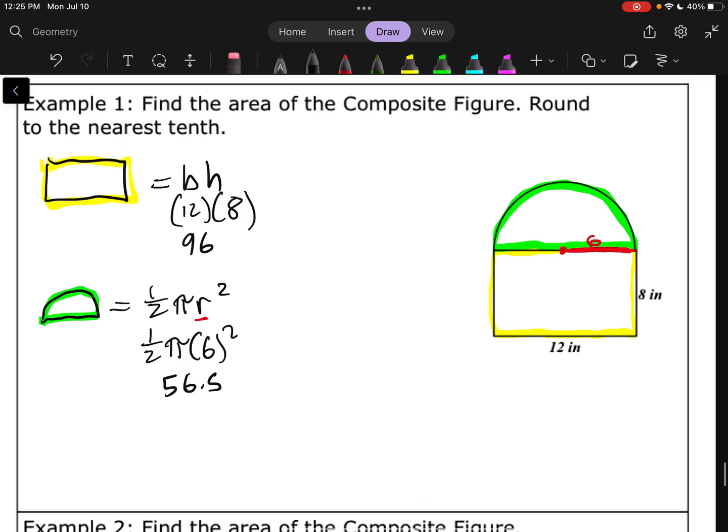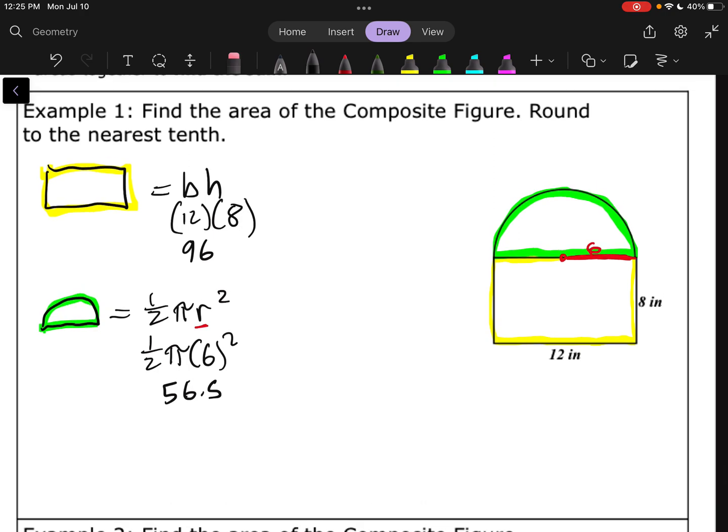So we found the area of the rectangle, we found the area of the semicircle. So now let's just do 96 plus 56.5. Type that into my calculator here. And I'm getting 152.5 inches squared. So pretty straightforward. Just find the areas of the individual shapes and then find the sum.